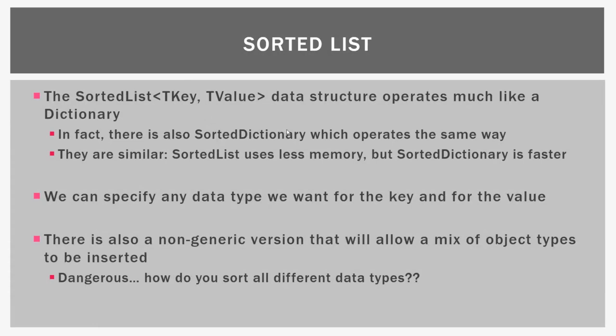There's also sorted dictionary. It's similar. Sorted list uses less memory, but sorted dictionary works faster for actual inserts and retrievals. There's also a non-generic version, but that is going to provide you with a whole host of issues to deal with. So how do you sort different data types? If you have a list that includes strings and integers and person objects, how do you determine what the sort order is of something like that? So, non-generics aren't great when you want sorting.